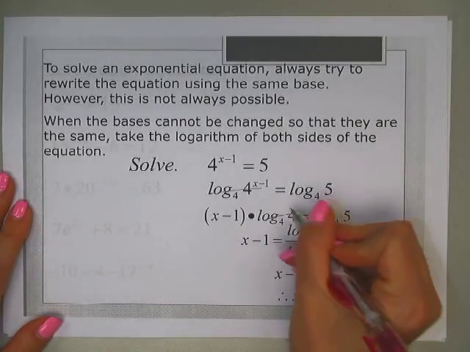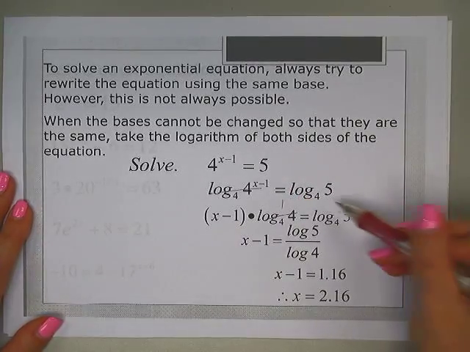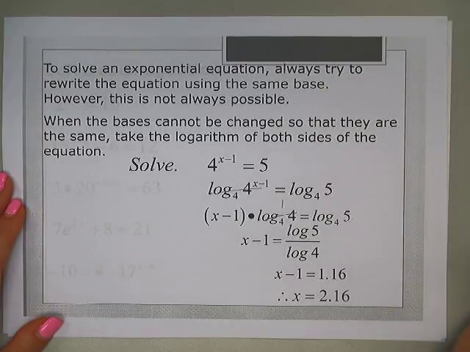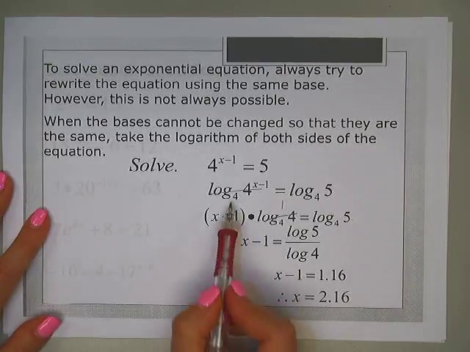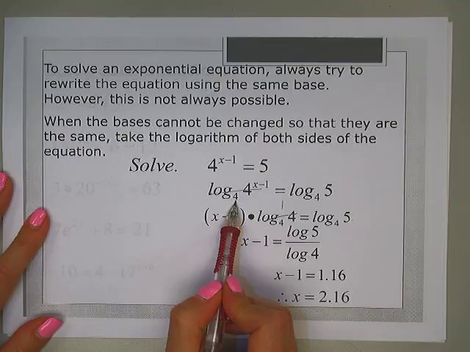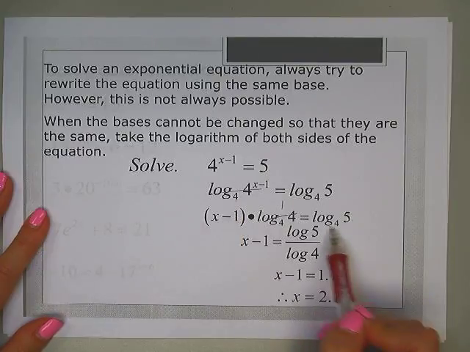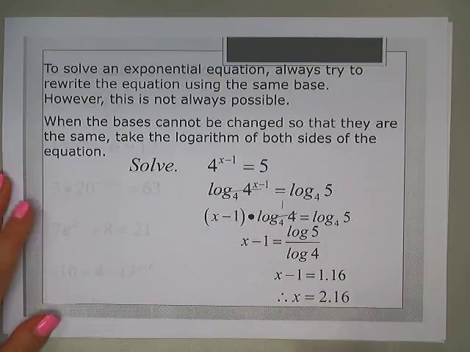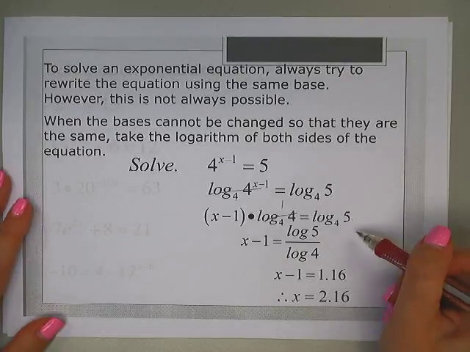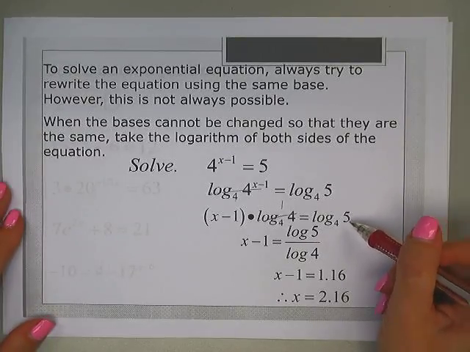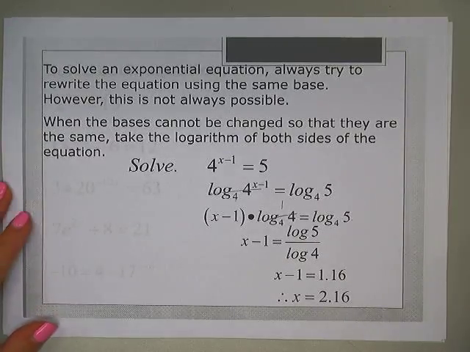So now I've got log base 4 of 4 to the x minus 1. That converts to x minus 1 multiplied by log base 4 of 4. Again, that cancels out to 1. And then I've got log base 4 of 5 on the right-hand side. Whatever log base you apply to the left-hand side, you also apply that log base to the right-hand side.